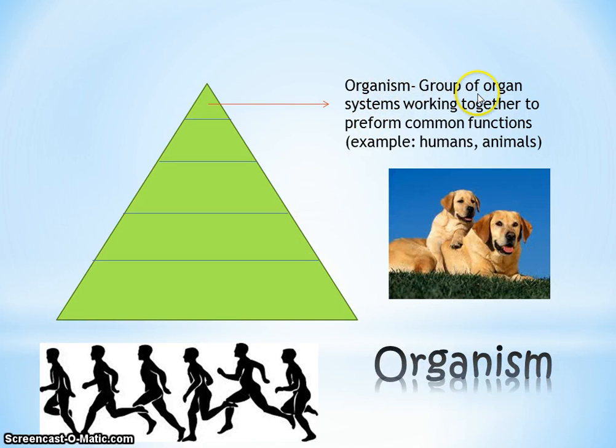Okay, so an organism is a group of organ systems that work together to perform common functions. Okay, you put all of these organ systems together, and they work together to perform common functions. And that common function is to keep you and me healthy, okay? So for example, like plants, or humans, or animals, like the little puppy dogs right here, all of those types of things are organisms. It's a group of organ systems that work together to keep you and me healthy, all right? They're performing that common function, and that common function is to keep you and me healthy.